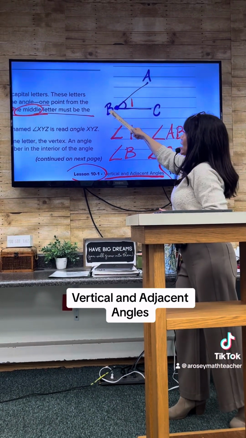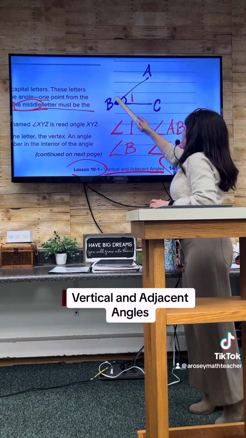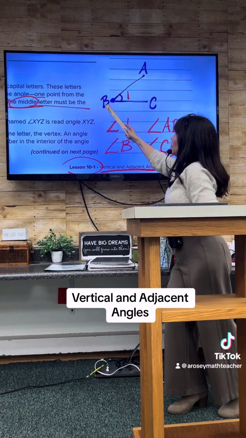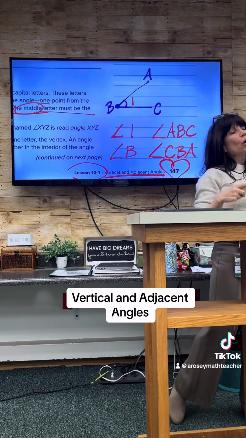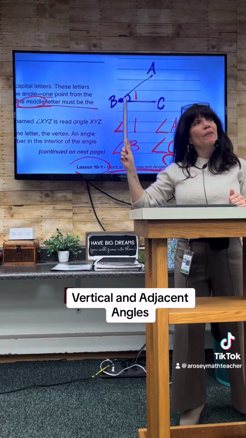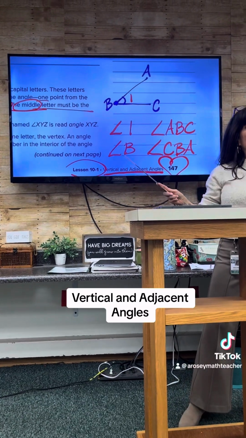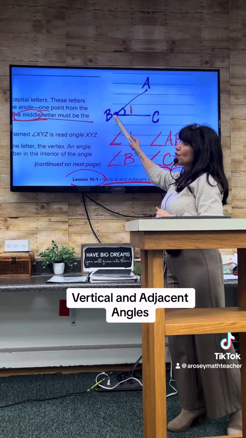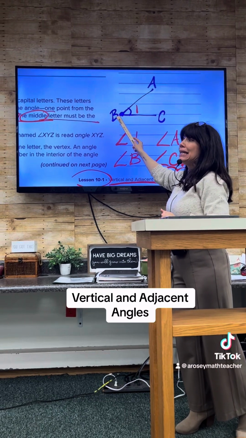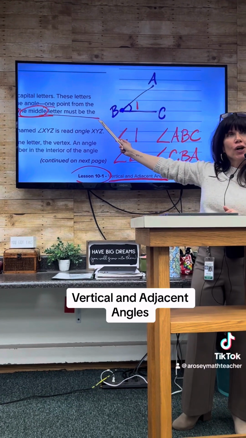Now notice in my picture here. Angle 1, angle B, angle A, B, C, or angle C, B, A. Do you see how when we trace, going from the first to the second to the last letter, we always touch that angle vertex when? On the second letter, on the middle letter.